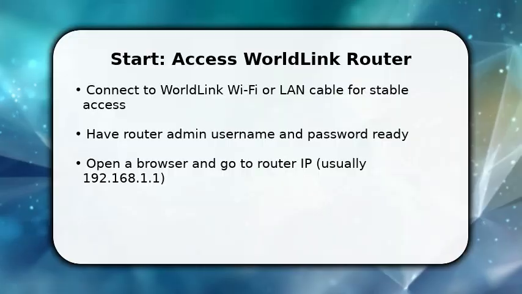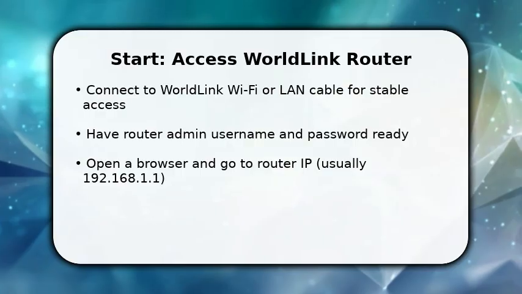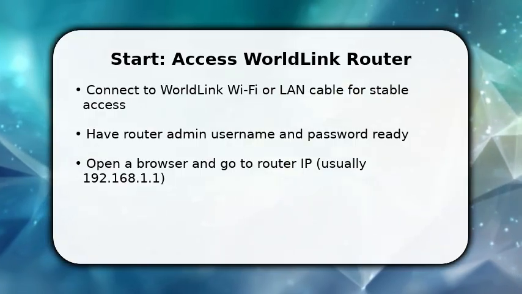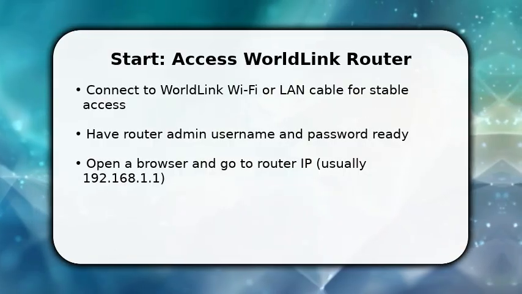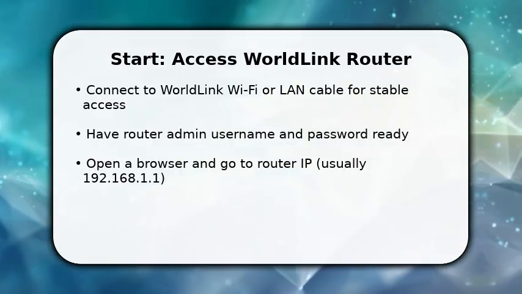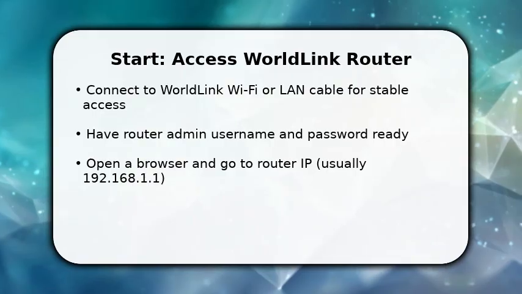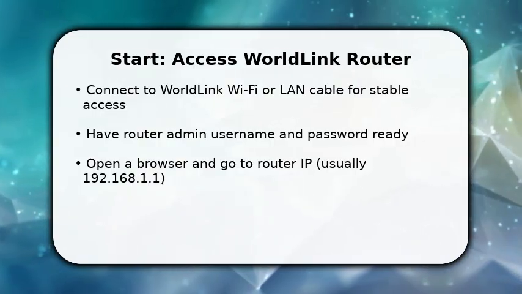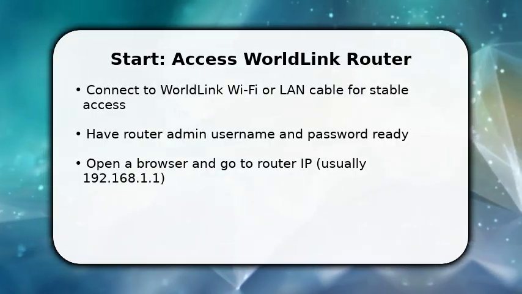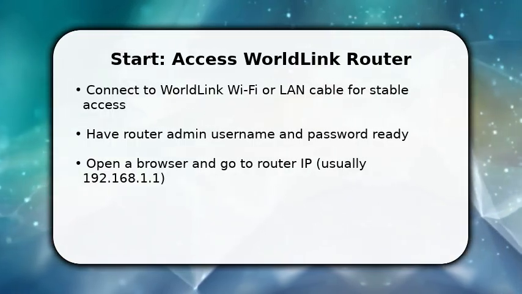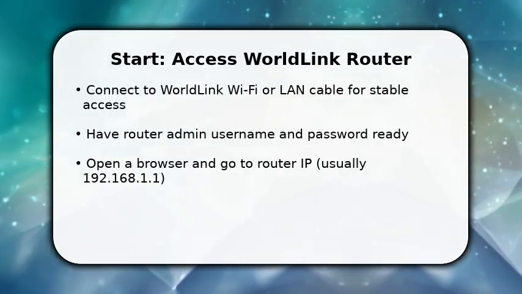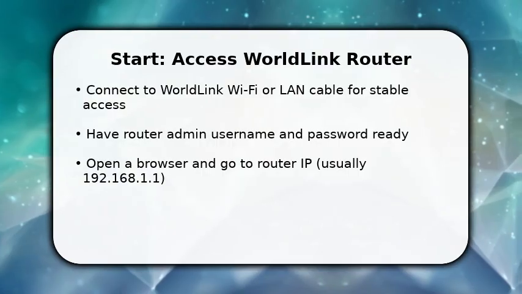You begin by connecting directly to the WorldLink network so settings apply. Once connected, open a browser and type the router IP, usually 192.168.1.1. Log in with the admin credentials you prepared. You must be an administrator to remove devices, so make sure your account has full privileges. If you used a LAN cable, the session will be more reliable.